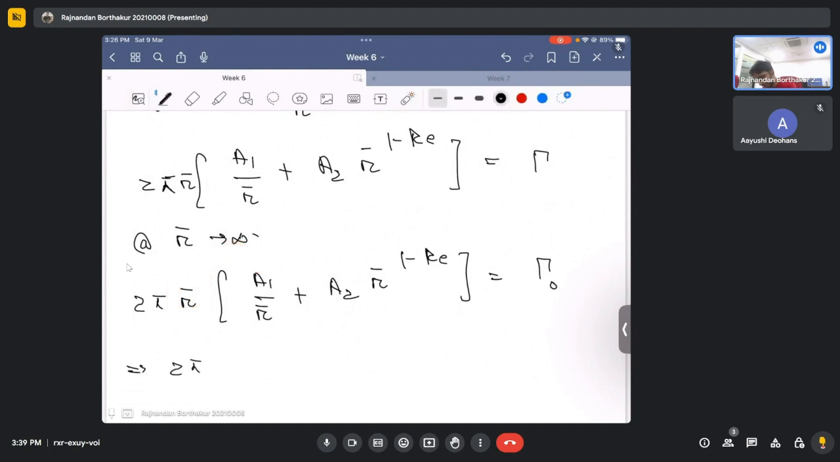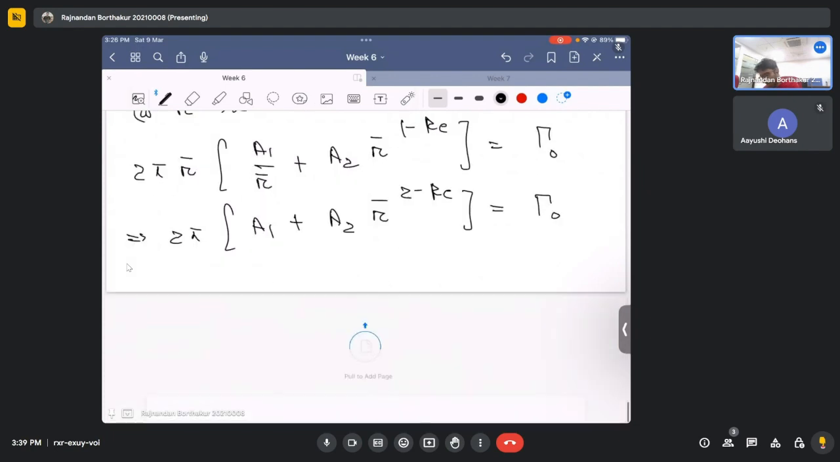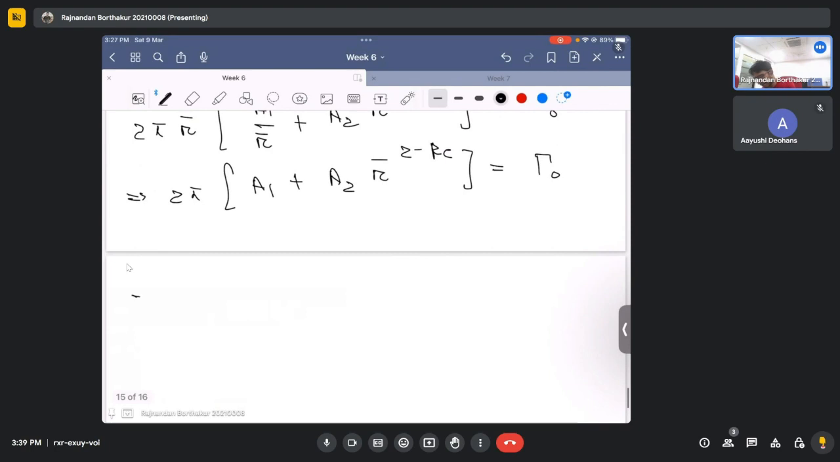So we get 2 pi into a1 plus a2 r bar into, what do we get? We get, I think, 2 minus Reynolds number, which is equal to some gamma naught, and I just rearrange certain terms, which means I get a1 plus a2 into r bar into 2 minus Reynolds number is basically equal to gamma naught by 2 pi. All right.